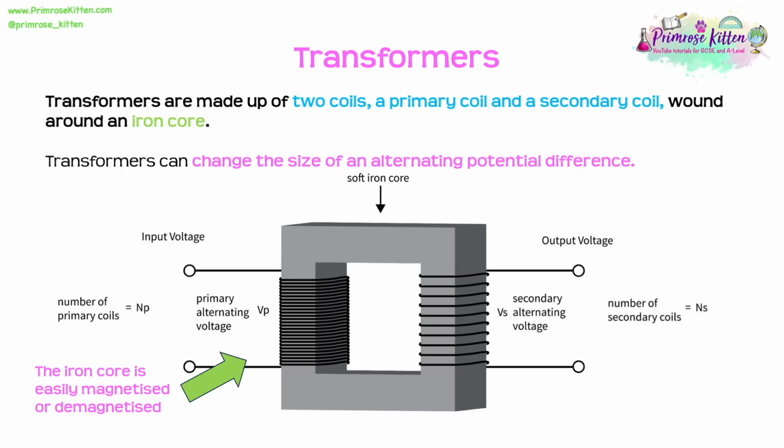Transformers are made up of two coils, a primary and a secondary coil, wound around an iron core. Now the whole job of a transformer is that it can change the size of an alternating potential difference. We can scale it up or scale it down dependent on what we're using it for. So we need to be able to recognise what one of these transformers looks like, as we see in the diagram here, be able to label it, and also understand why we use an iron core rather than another metal. And that's because iron is magnetically soft, which means that it can be easily magnetised and demagnetised.